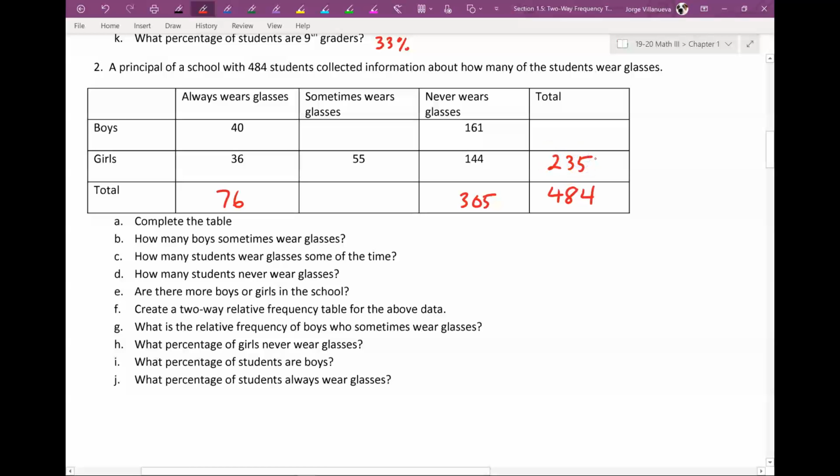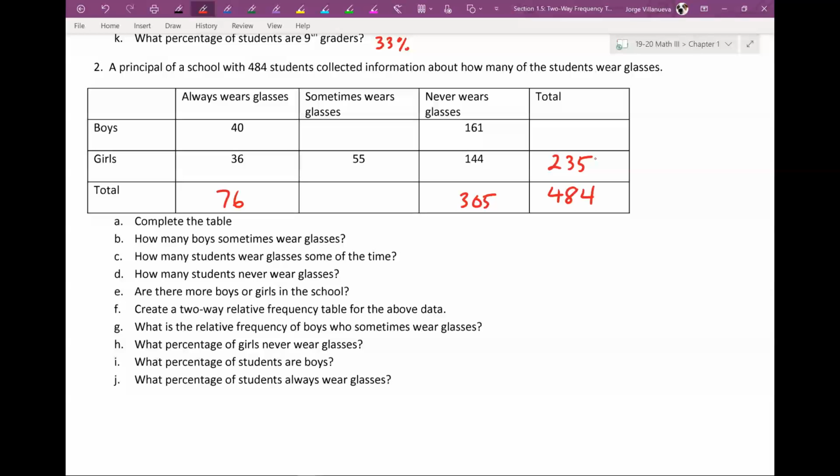Can I figure out the total number of boys based on what I have right now? You have to add the 76, subtract 305 and the 76 to get the sometimes wears glasses. So you're telling me the sometimes. I was asking for total boys, but okay. So if I want to figure out the sometimes wears glasses, let's do that since that was mentioned, right?